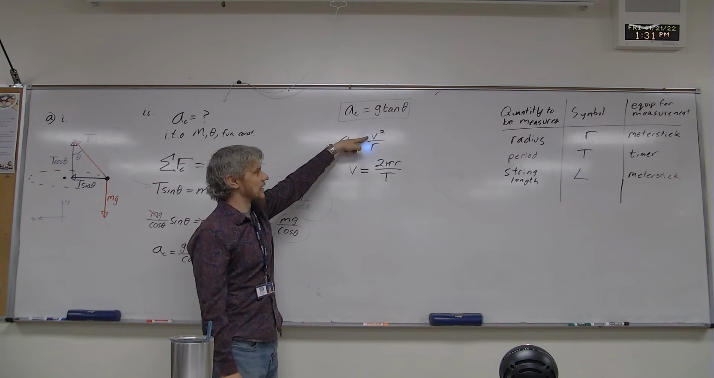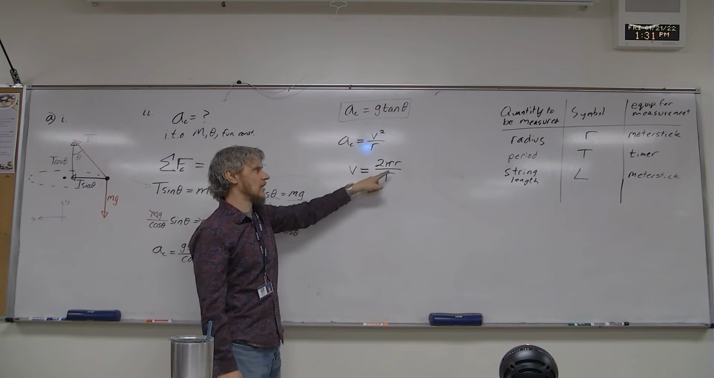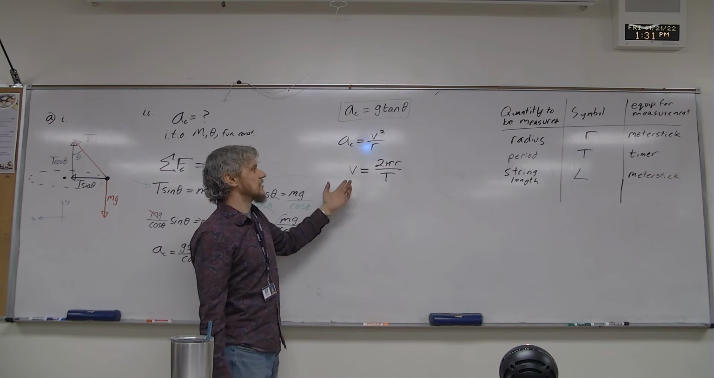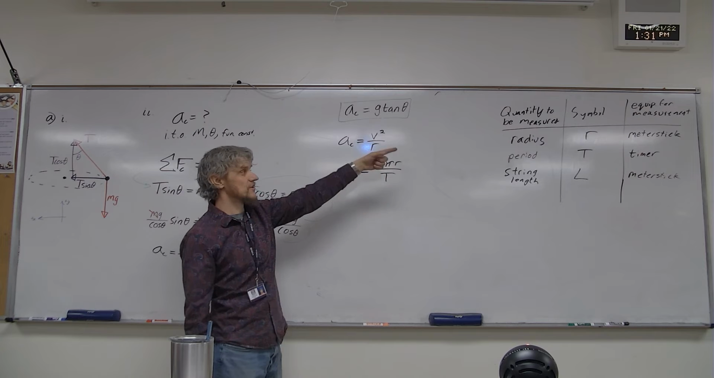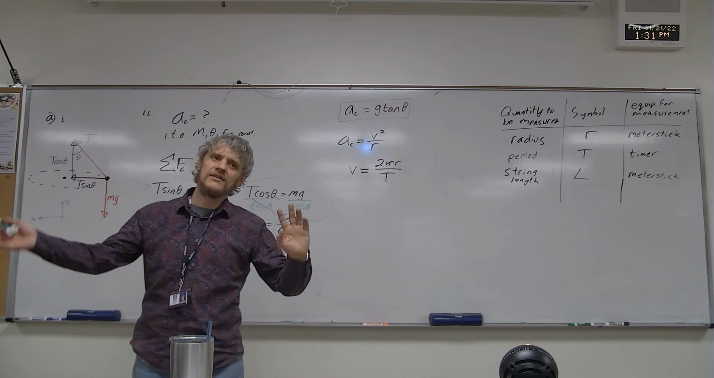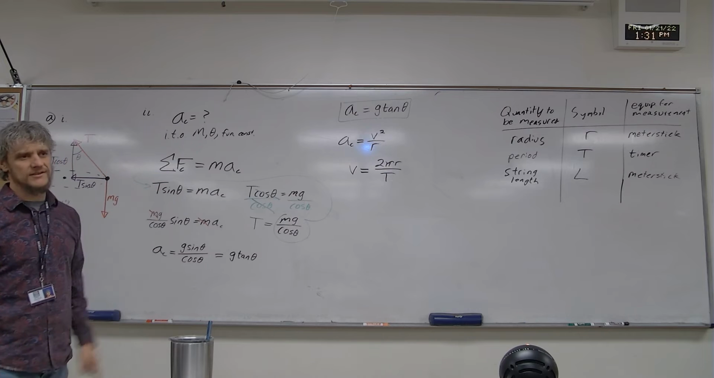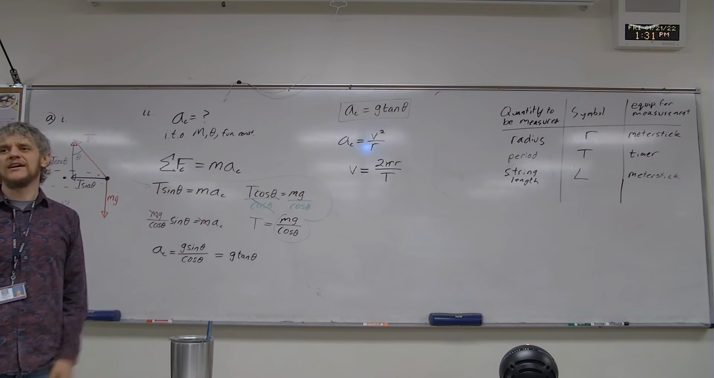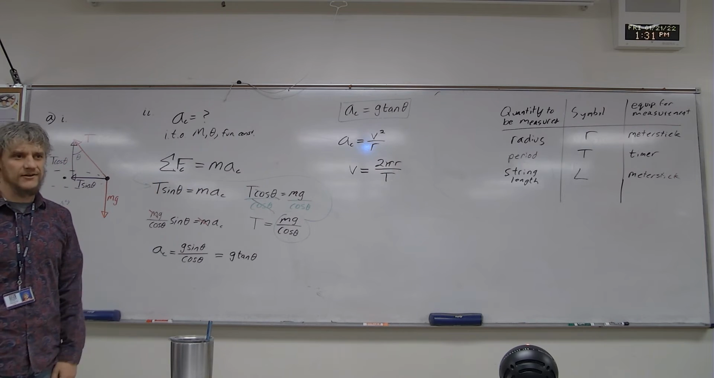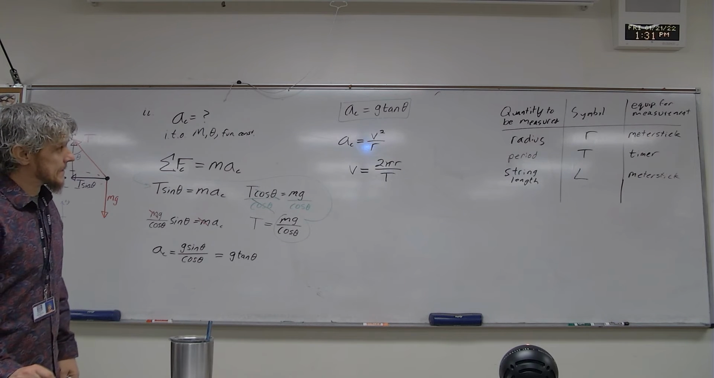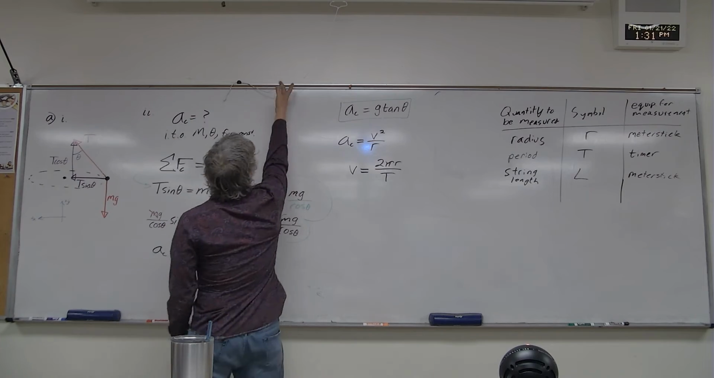Speed, can't measure directly, so what is speed? It's 2 pi r over T. I already got the radius, I've just got to measure the period. Then measure the string length and the radius to use SOHCAHTOA to determine the angle. If we knew all those things, g is the only unknown. We just did an experiment where we calculate g, and hopefully get close to 9.8. So that's the answer.